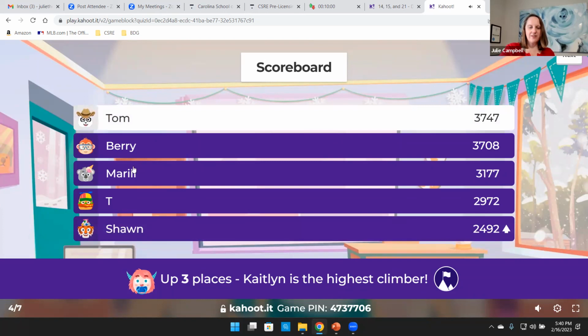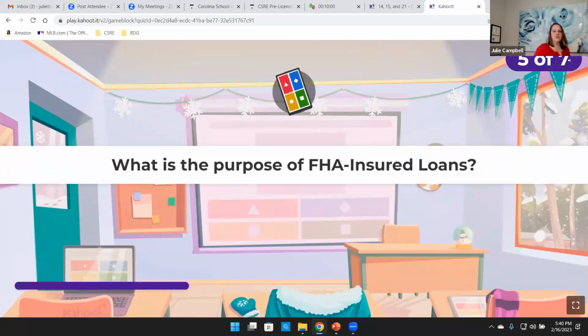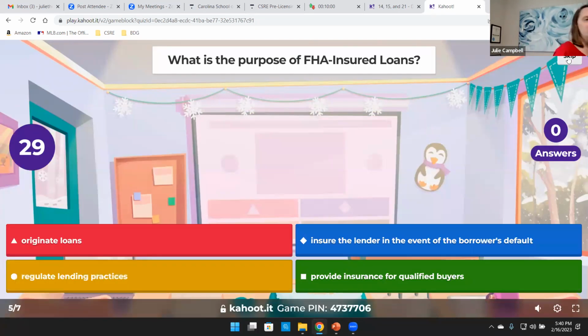Not much. Tom and Barry staying. Mary Ellie and T. Sean's on the board now. Caitlin's our highest climber, up 3 places. What is the purpose of an FHA insured loan?